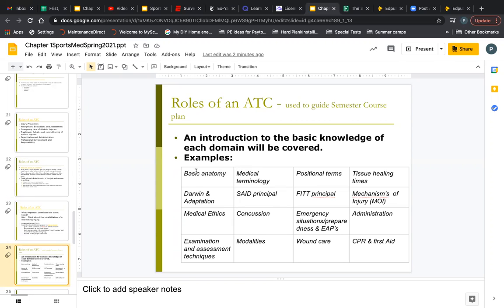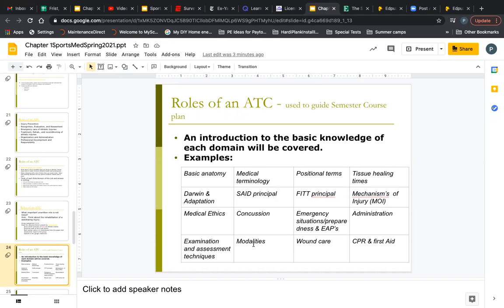So you need to know basic anatomy. You need to understand who Charles Darwin is and his theory of adaptation. It goes well with what we do as healthcare professionals, especially physical therapists and athletic trainers. You need to have some understanding of medical ethics. So we'll talk about that, and we do that quite a bit. You need to know how to do examination and assessment techniques. You need to understand medical terminology. You need to know what the SAID principle is, and we'll talk about that. The SAID principle stands for specific adaptations to imposed demands.